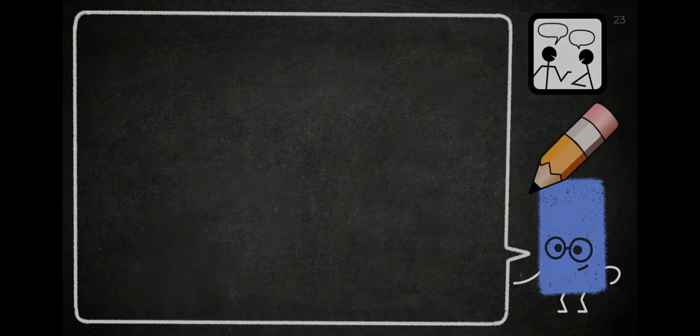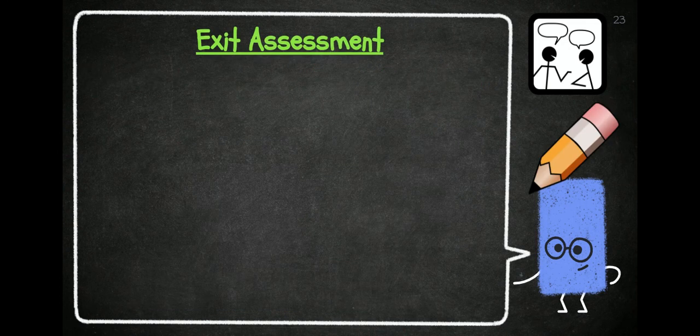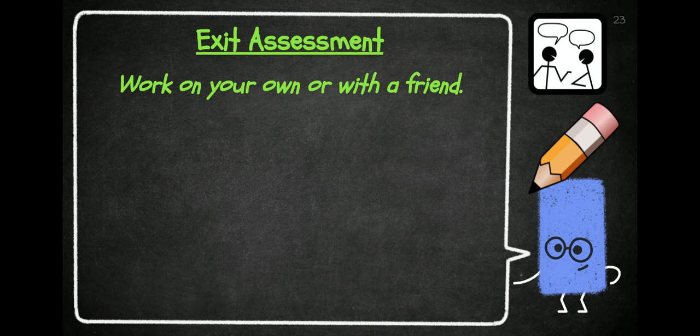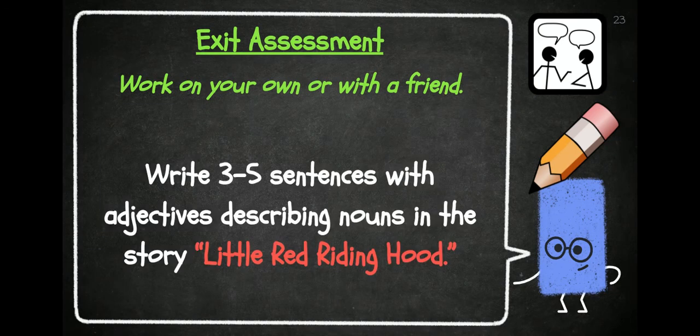Alright, let's continue. For this exit assessment, you can work on your own or with a friend. Please write 3 to 5 sentences with adjectives describing nouns in the story Little Red Riding Hood. If you think you are ready to complete this activity, you can pause the video now. If you need a refresher on the story, though, we are going to watch a short video showing the story Little Red Riding Hood.